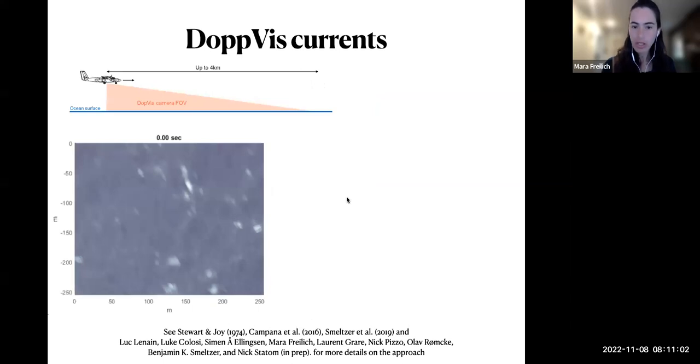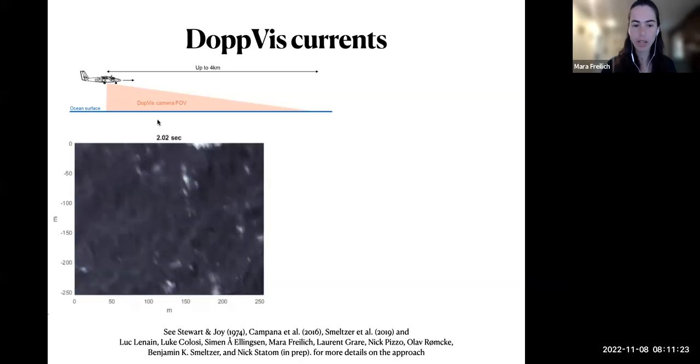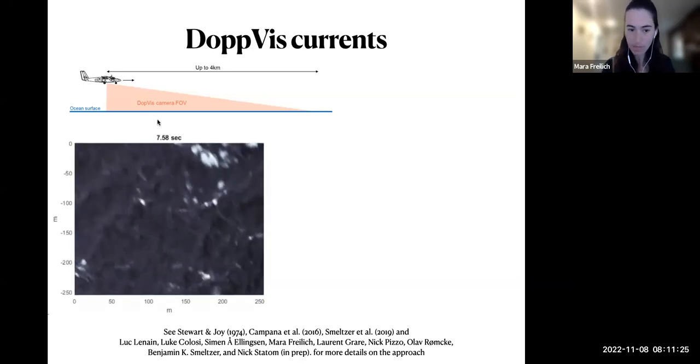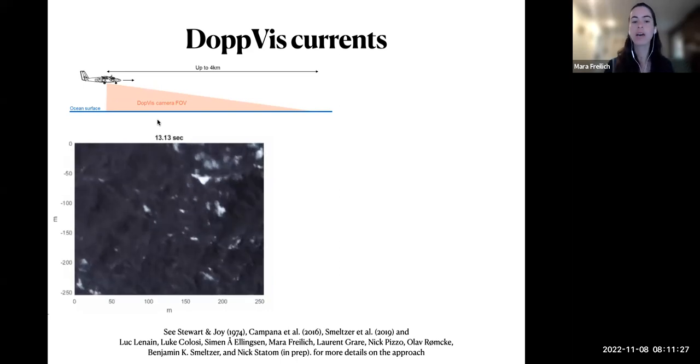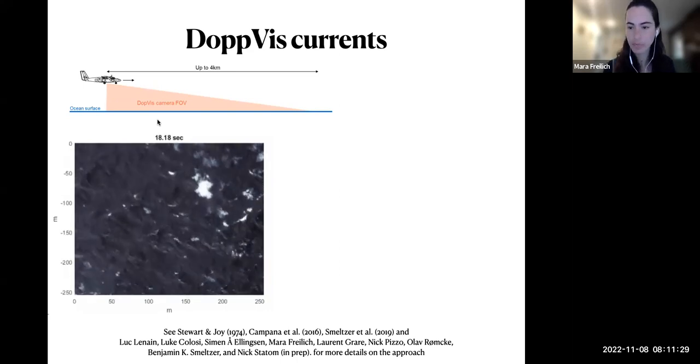And so the instrument I'm using to look at these direct observations of ocean currents from this plane is called DopVis. DopVis is a forward-looking camera on the Twin Otter, so forward-looking meaning looking in the direction that the plane is flying. And it has a field of view that's up to 4 kilometers away from the plane. And so I'll show a video. Essentially, this is a video from DopVis of the sea surface.